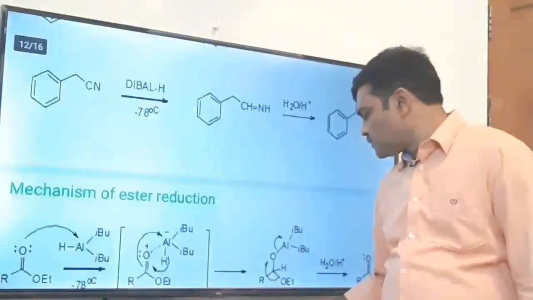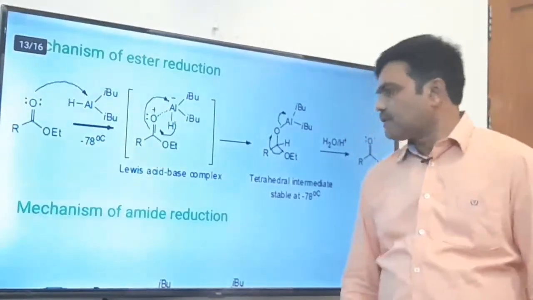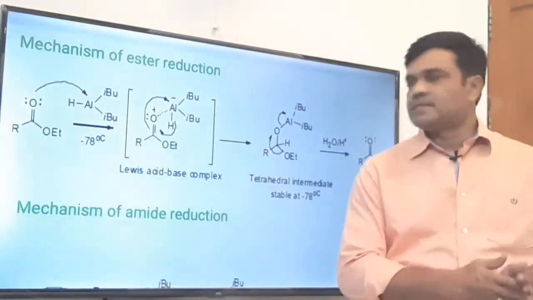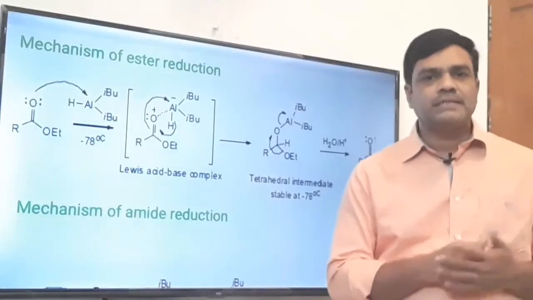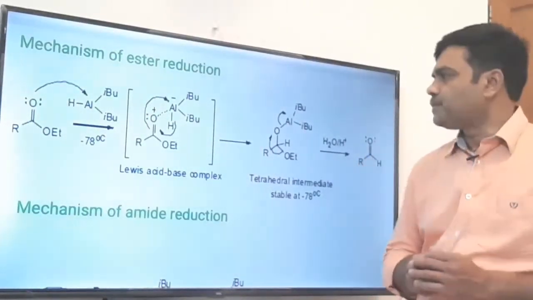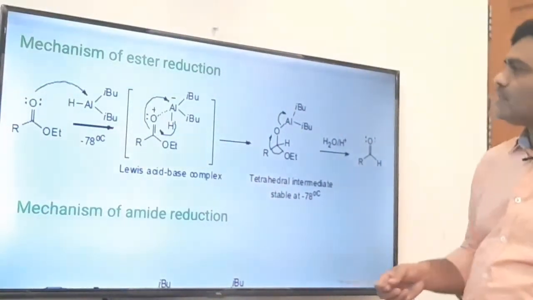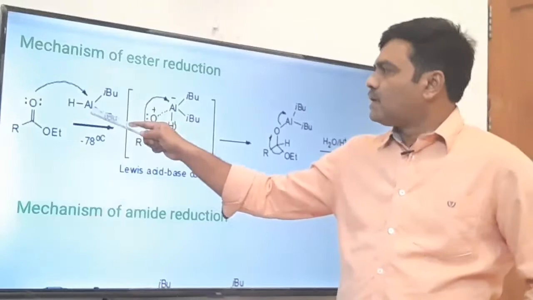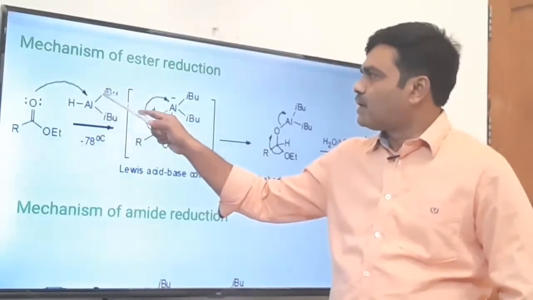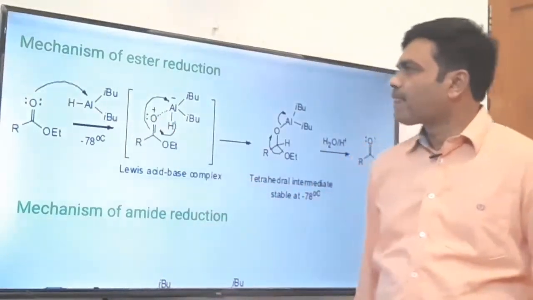Now it is interesting to see the mechanism of this reduction, how this ester functional group, amide functional group and cyanide functional group get converted to aldehyde. Sorry, converted to aldehyde, not ester. See, this is the abbreviation, this is the reagent, iBu means isobutyl, diisobutyl aluminum hydride, that is DIBAL-H.